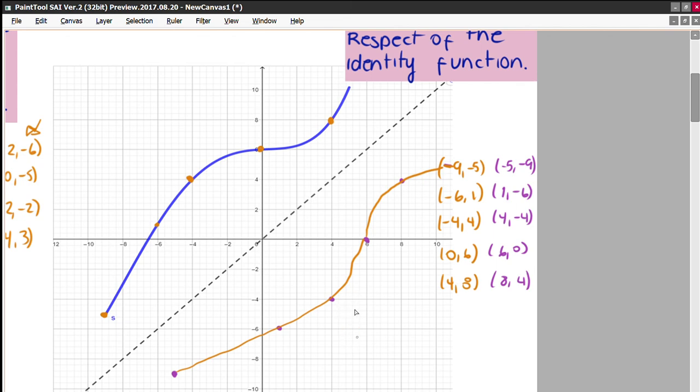So, remember, identify points in the original graph. Find the inverse points so that you can have points in the inverse function. And then just draw your graph by always checking that you have a symmetry with respect to the original function and the line of symmetry.